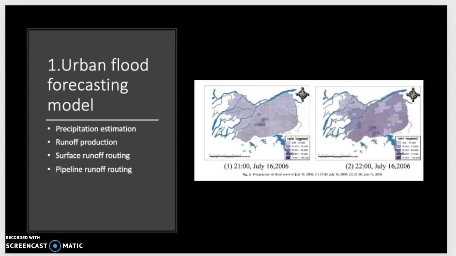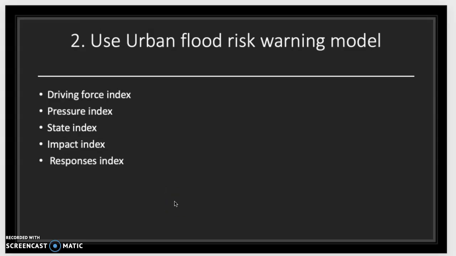In order to make it clearer, the article chooses 2 times to show that. First, like this picture, it is 9 p.m. July 16, 2006, and this one is 10 p.m. July 16, 2006. And the next step is to build and use the urban flood risk warning model.